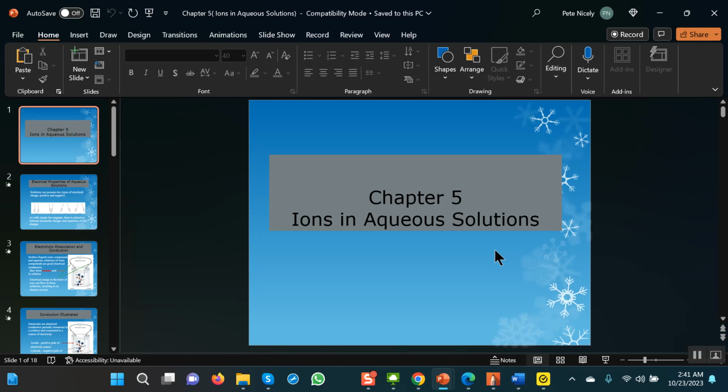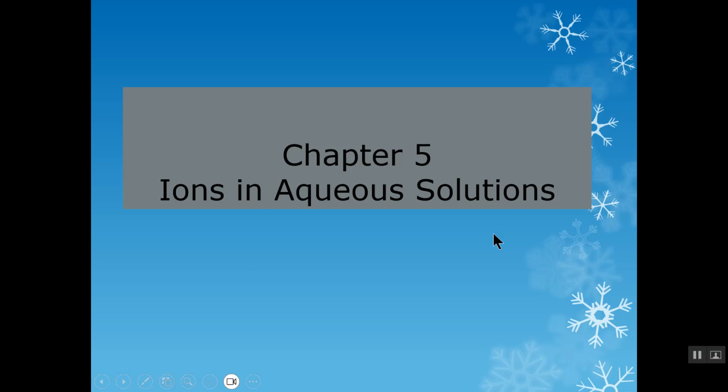So now we're going to look at a discussion of ions and how they behave in an aqueous solution. We talked about ions before, and of course you should know by now that ions are species that carry a charge, and that charge can be either negative or positive. Positive ions are known as cations, and negative ions are known as anions.